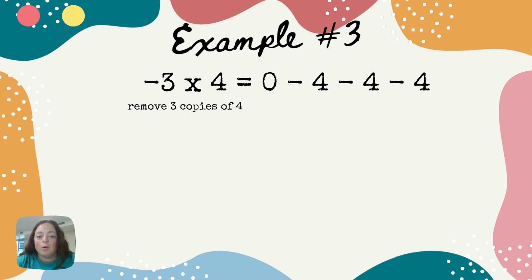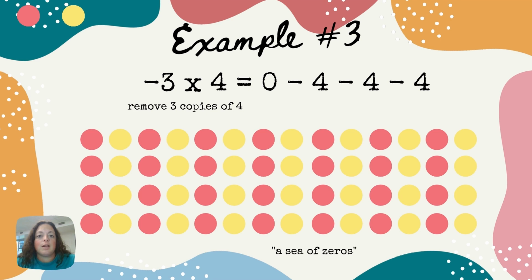Well, we can start with what we call a sea of zeros. Here's our sea of zeros. Remember, a positive and a negative counter, a yellow and a red, makes 0, so it's called a zero pair. If we just have a whole bunch of zero pairs, we're really just starting with 0. So now we can remove 4 3 times. So let's start. Let's remove the first 4 and minus another 4 and a third 4.